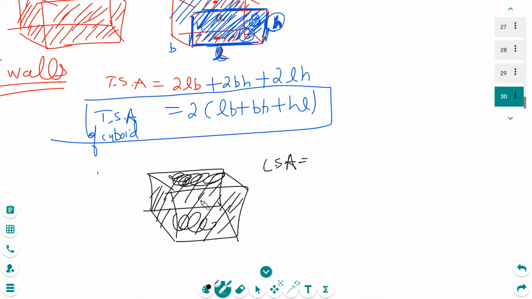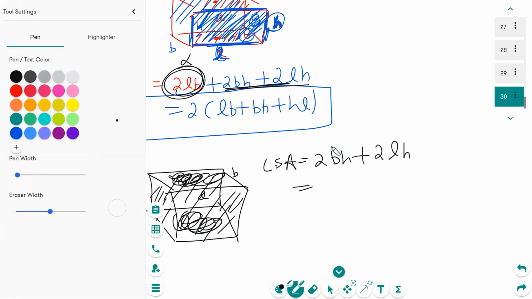The top part included l into b, right? So this part right here will be eliminated now, because I don't want these two right now. So I will just take these two. If I just take these two, what will be common from these two?